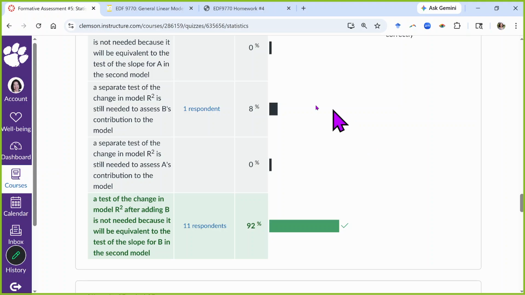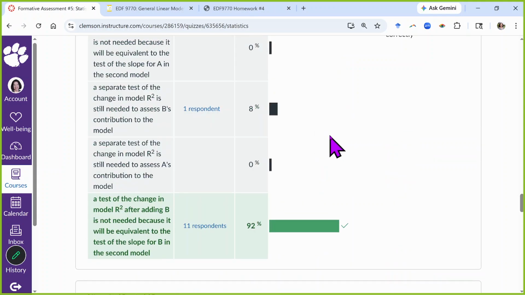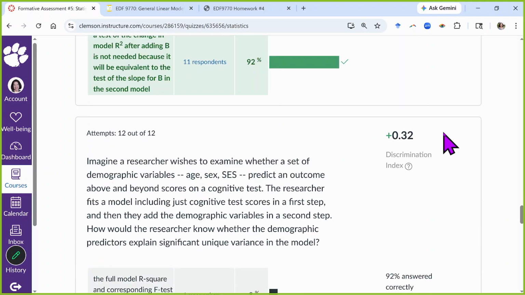Okay, sorry for the difficult wording, if need be. All right, any questions on model comparisons and when you need them? The short answer is when you add more than one thing. Okay, fair enough. Last question.